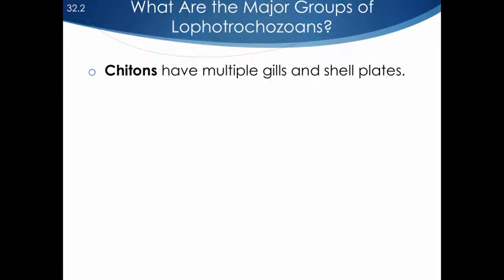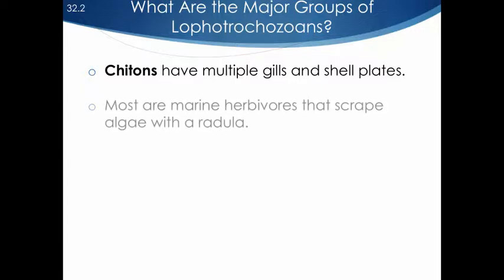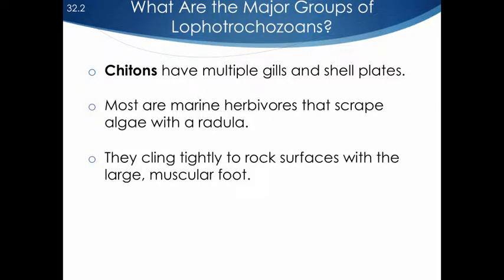So chitons are another organism that have multiple gills and shell plates. And most are marine herbivores that scrape algae with a radula. So that's what we had talked about before. And here's an example of an organism that has a radula. They cling tightly to rock surfaces with a large muscular foot.